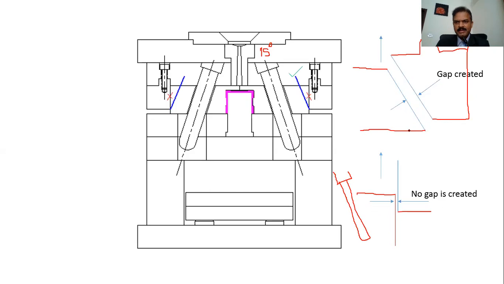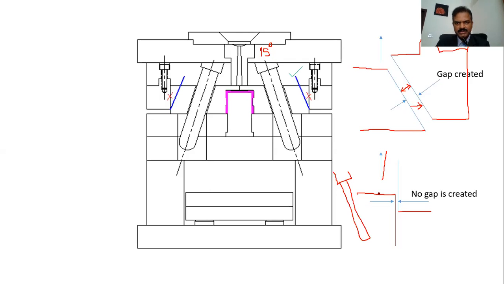See, compare these two. A movement this high, no extra gap created. The same movement upwards, because it is at an angle, will leave a gap here. See, there is a gap created, so nothing is stopping the slide from moving out. Clear?